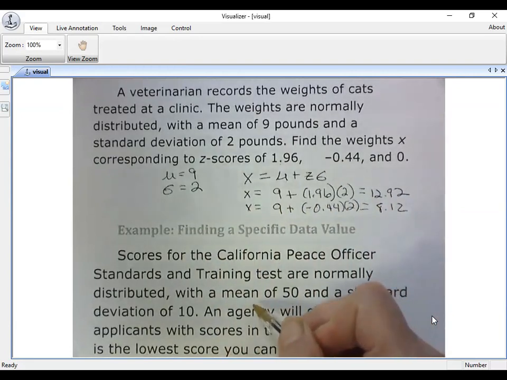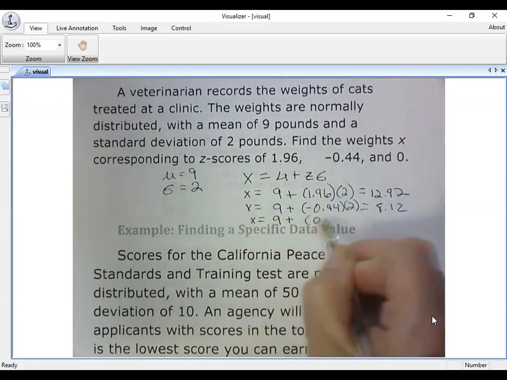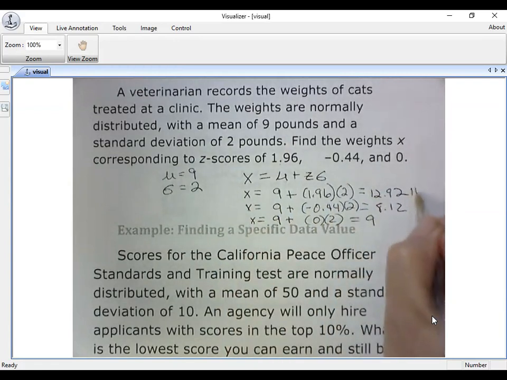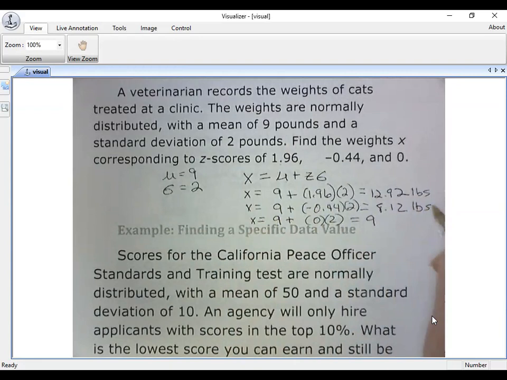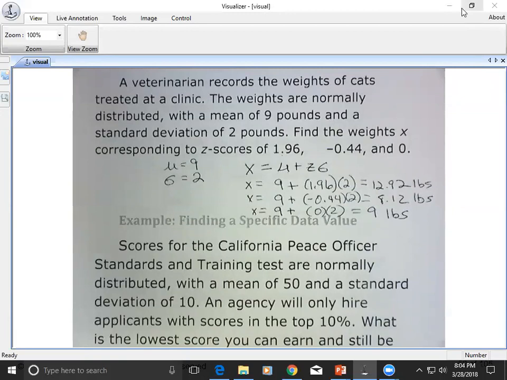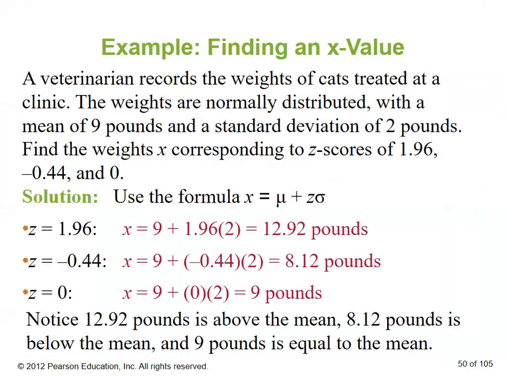What happens if my z-score is 0? It's just 9, because I'd have 9 plus 0 times anything is 0, and 9 plus 0 is 9. And these are all in pounds, right? Okay. Does that make sense? As long as you have that formula, that's pretty easy. Agreed? Okay. Then we don't have to just get those. You're just changing them back to X values, and we got all those right.